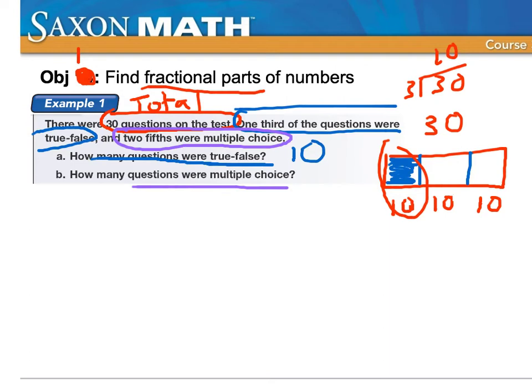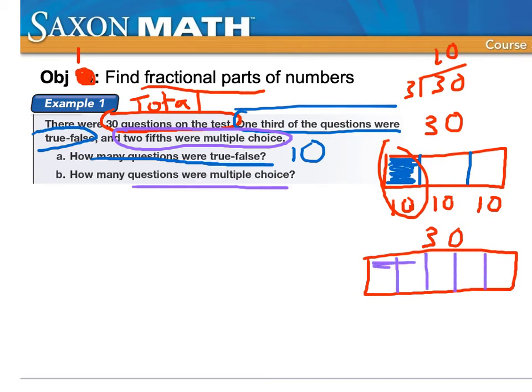Well, let's think about the same test again. Okay? Here's my test again. I still got 30 questions. And let's look at part B. Part B says how many were multiple choice. Well, right over here it says 2/5 were multiple choice. 2/5 means I'm breaking my test into 5 parts. And 2 of those parts are multiple choice.